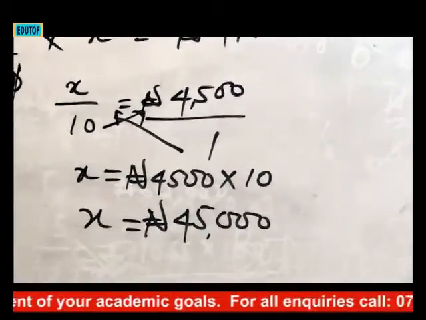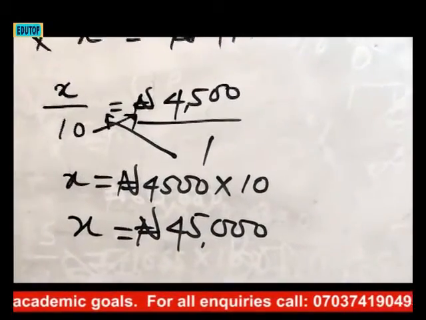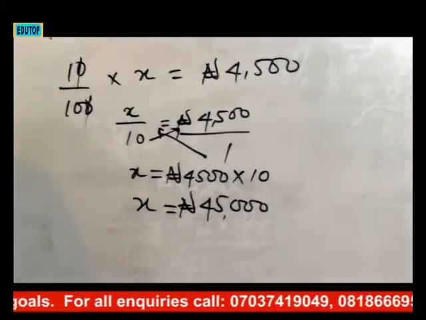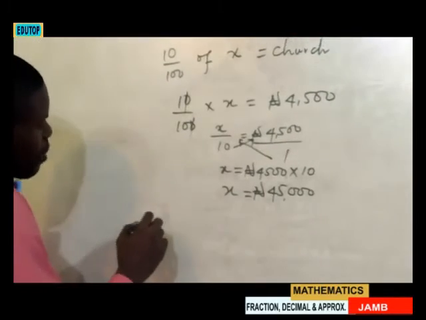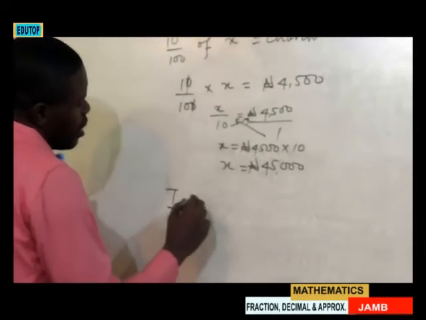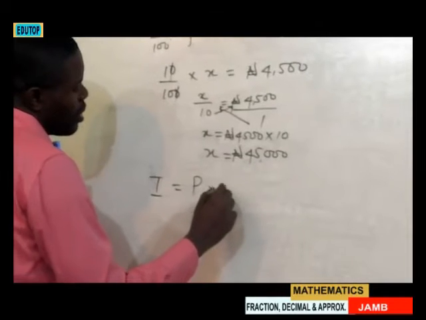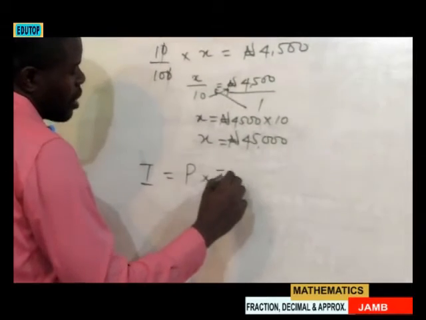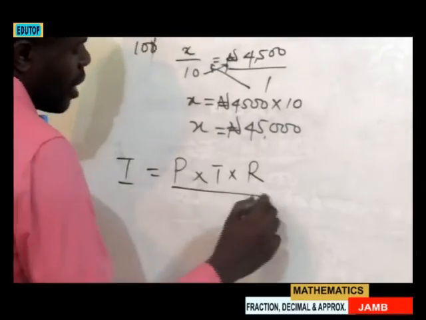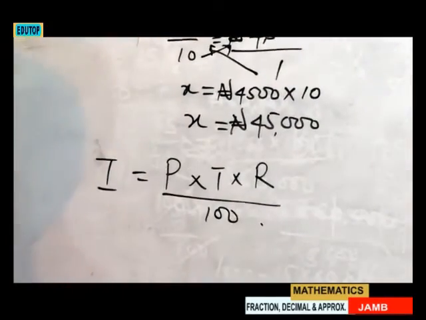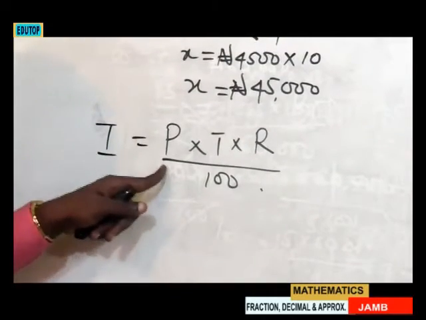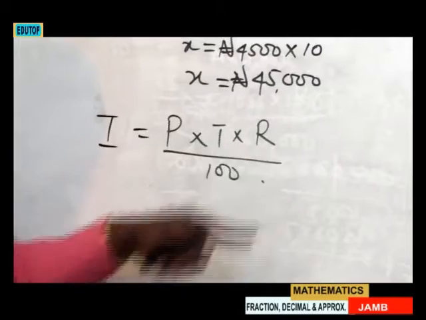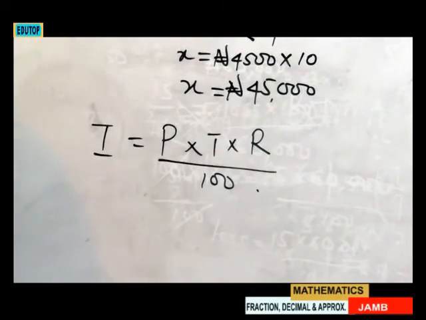Look at this other one too, which says the time taken for 3,000 to earn 600 if invested at this rate. From here, there's a formula that says simple interest is equal to principal times time times rate divided by 100. So this is the formula we are to employ here, where I is the interest, then principal, time, rate, divided by 100.